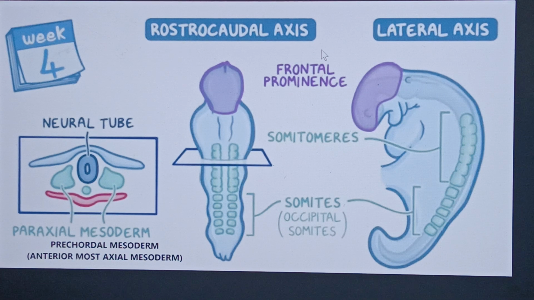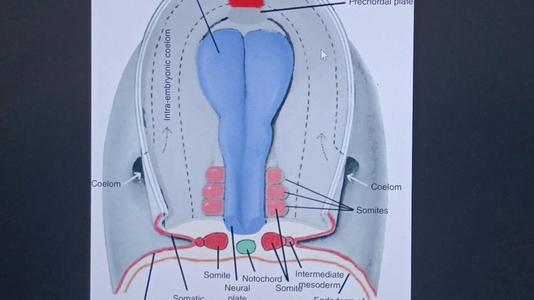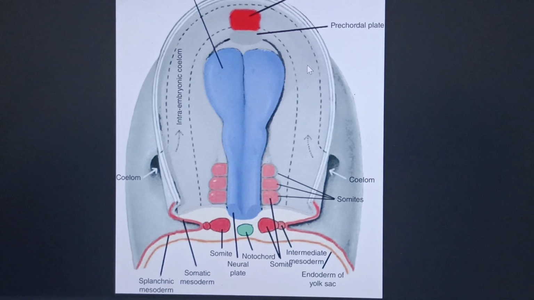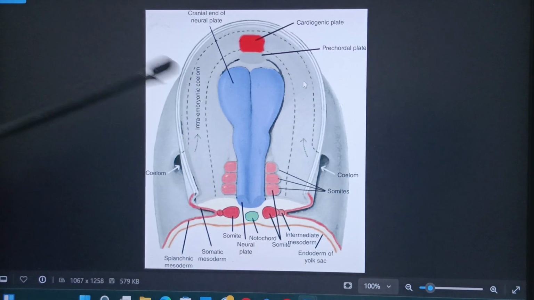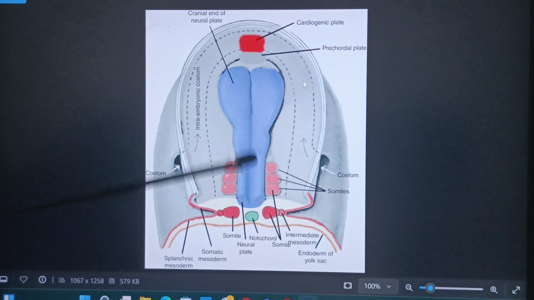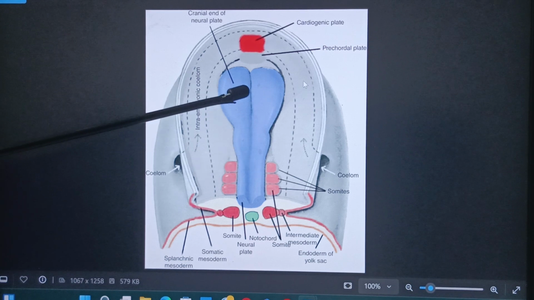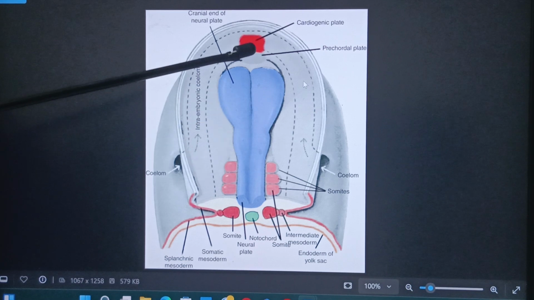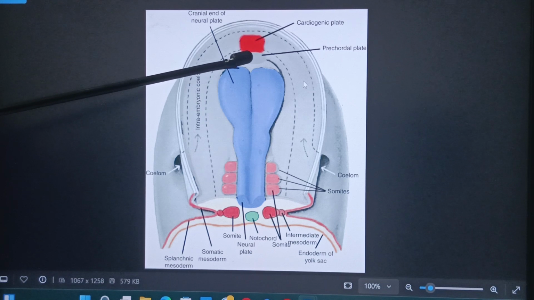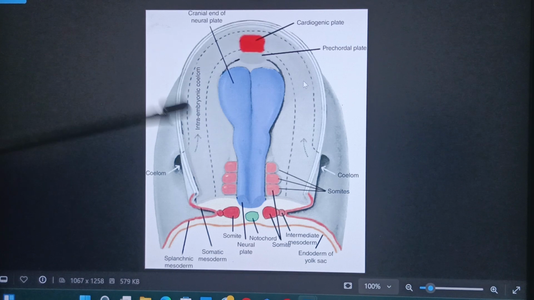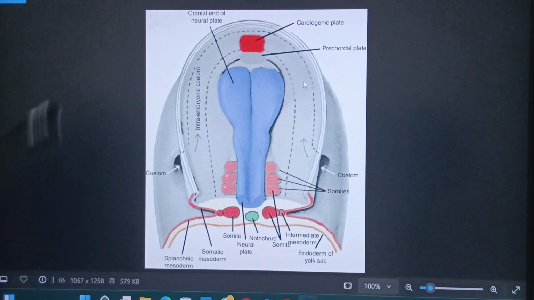Let's see some other picture. Okay, this picture will help you see that this is the neural plate, the future neural tube, and just rostral to it lies the precordal plate that would be involved in the prosencephalic organizing center for the muscular development of the face as well.